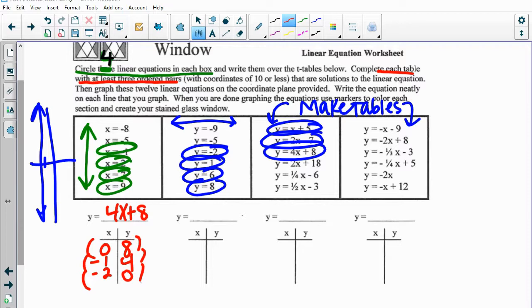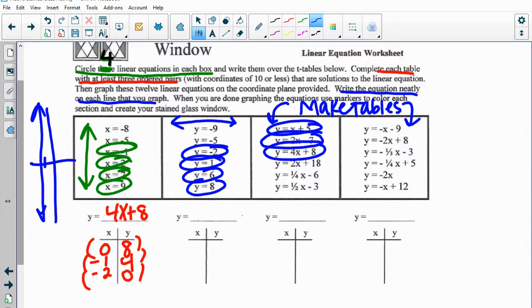The slanted ones have to go from one edge of the box to the other edge of the box. And then, once you graph your line, the instructions say to write the equation neatly. Will you underline that? Write the equation neatly on each line that you graph. So you can kind of see them on this one. This one's really good. Once you graph your line, you're just going to write its equation right on it.